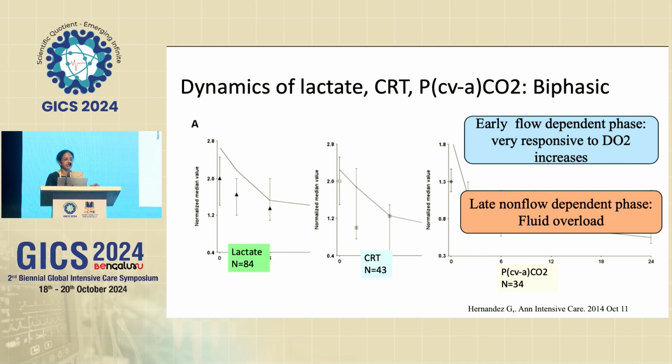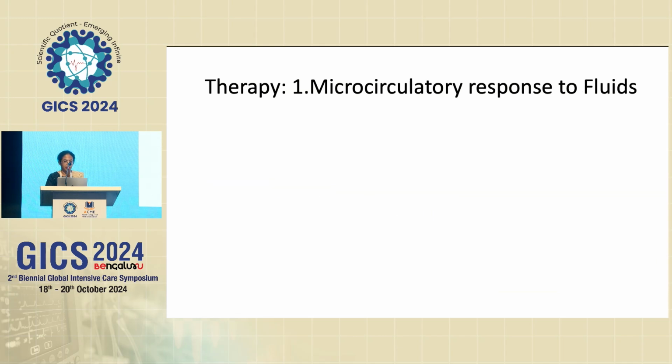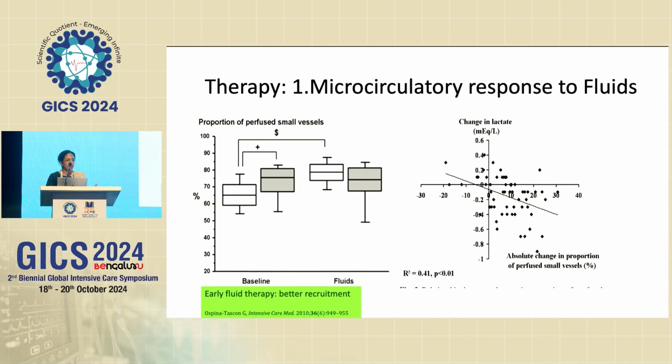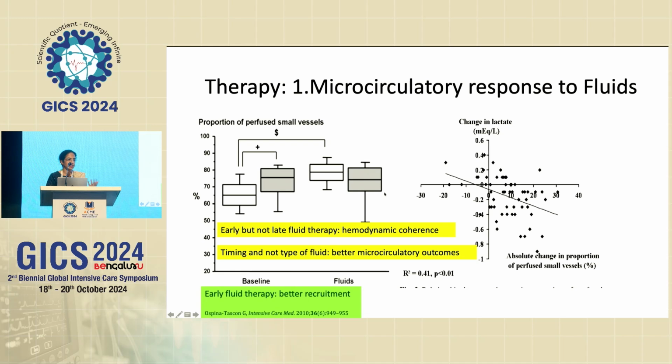So the importance is that when your patient comes to the ICU, they might already be in the second phase. They would have already received adequate fluids, and it is important that you keep reassessing these parameters when they are with you. Further, early fluid therapy has shown better improvement in the perfusion of smaller vessels. And it is not the type, but the time that you give the fluids that has helped.